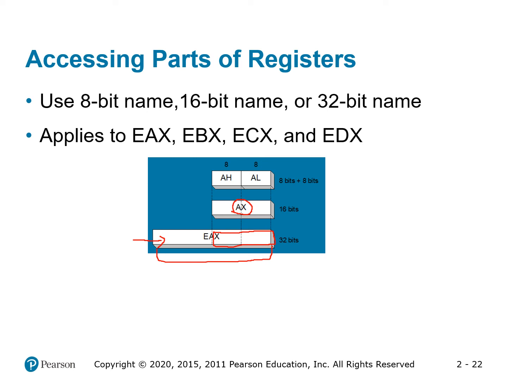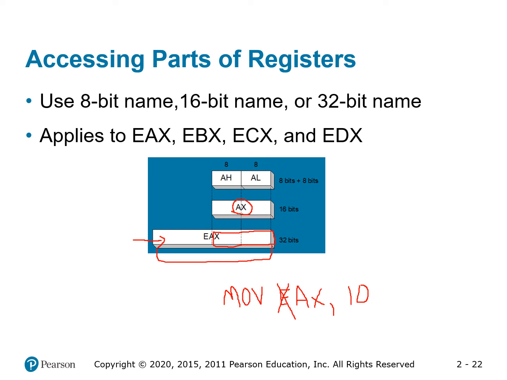For example, in assembly, to assign something to a register, I would say move into EAX a value. So if I move the decimal value 10 into EAX, it's going to use 32 bits for that 10. I can also move it into 16 bits. I would do the same thing, but I would just use the name AX.